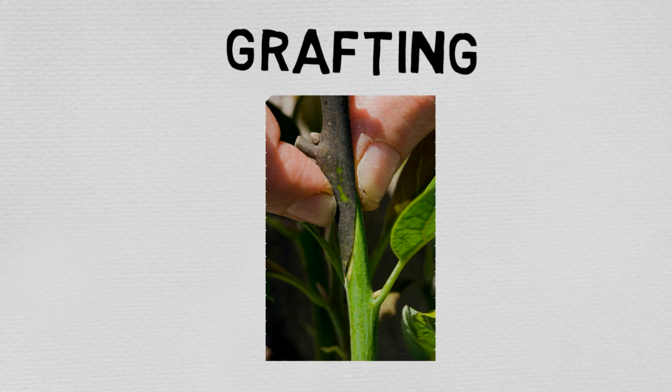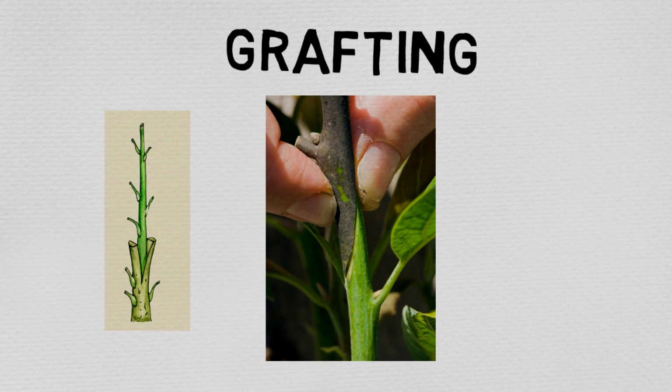Grafting. Grafting is a technique that vegetatively joins two plants into one. In grafting, we use the roots and bottom portion of one plant and attach it to a shoot or stem from another plant which we want to produce.